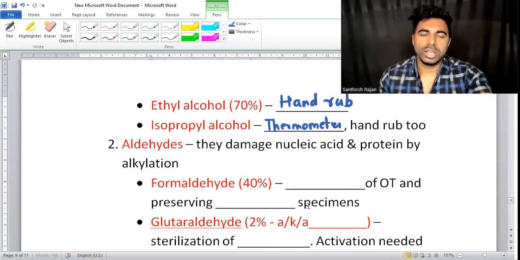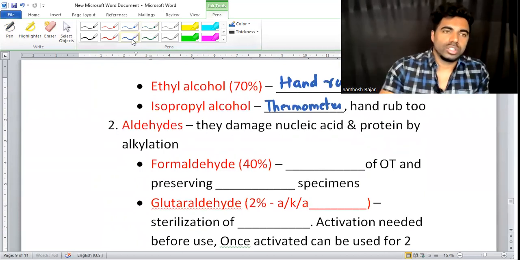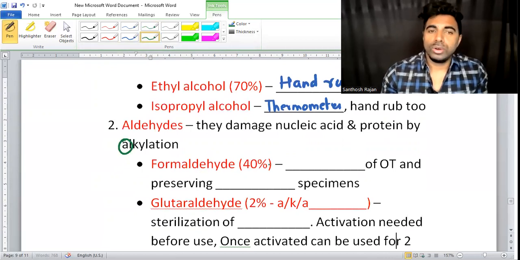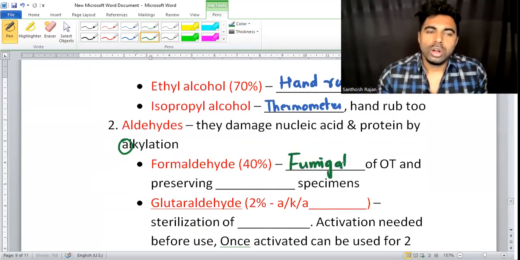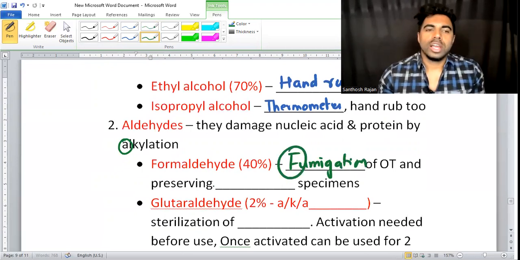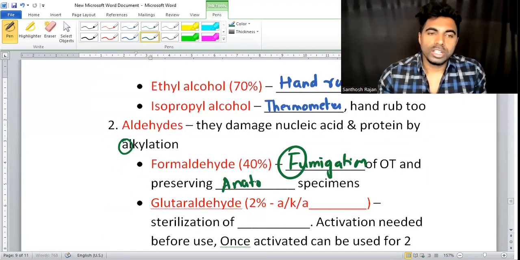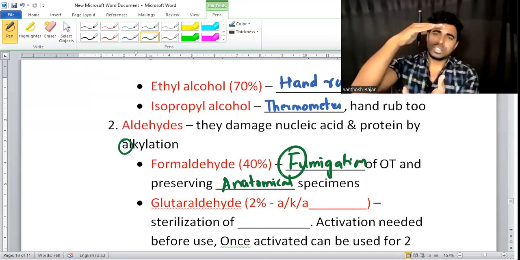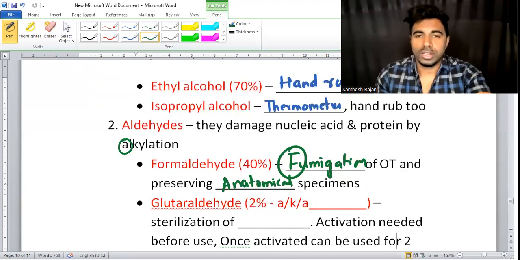Next is aldehyde. They damage the nucleic acid and the protein by alkylation. That you know, protein alkylation. Now, when you talk about formaldehyde, what is the answer? For the OT, what will you do? Fumigation, F for F, fumigation. Formaldehyde is used for fumigation and preserving anatomical specimens. If you go to your labs, you can see anatomical or pathological specimens preserved in formaldehyde liquid. That is the formalin solution. Formalin is basically formaldehyde, another form.